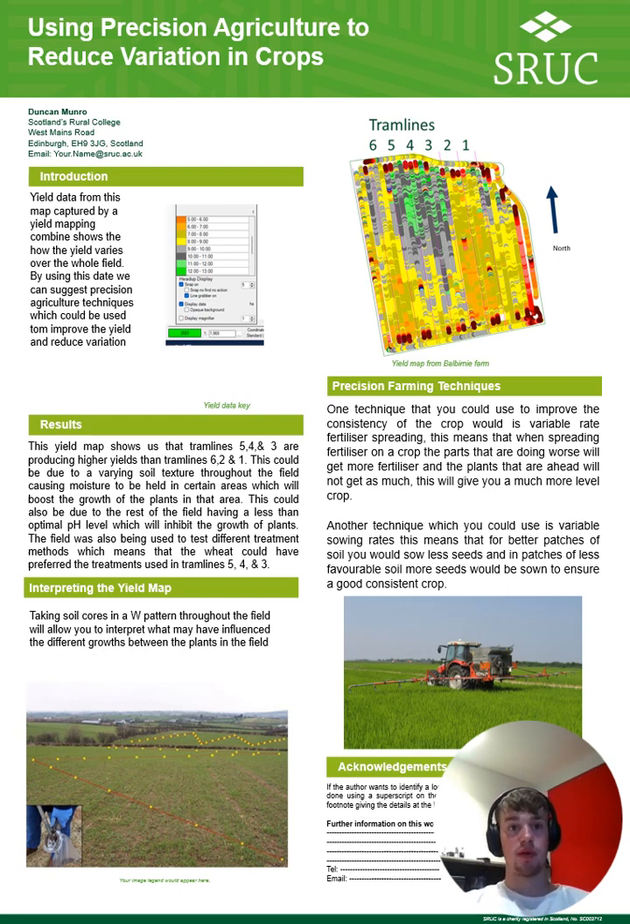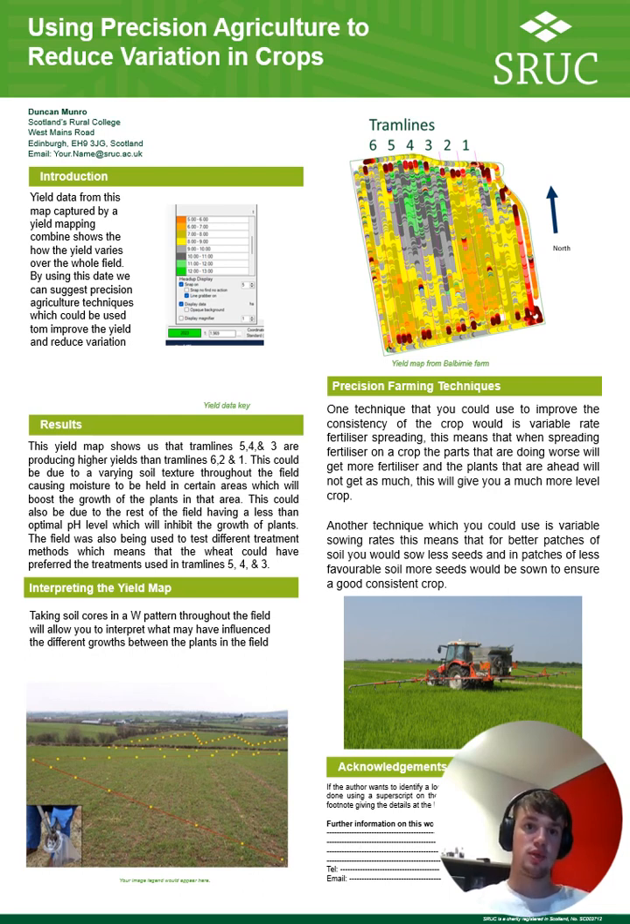I've also said the field was being used to test different treatment methods. It was a test crop, and so the tramlines 5, 4 and 3 could have just preferred the treatments used in those tramlines, which would have led to the increased yield.